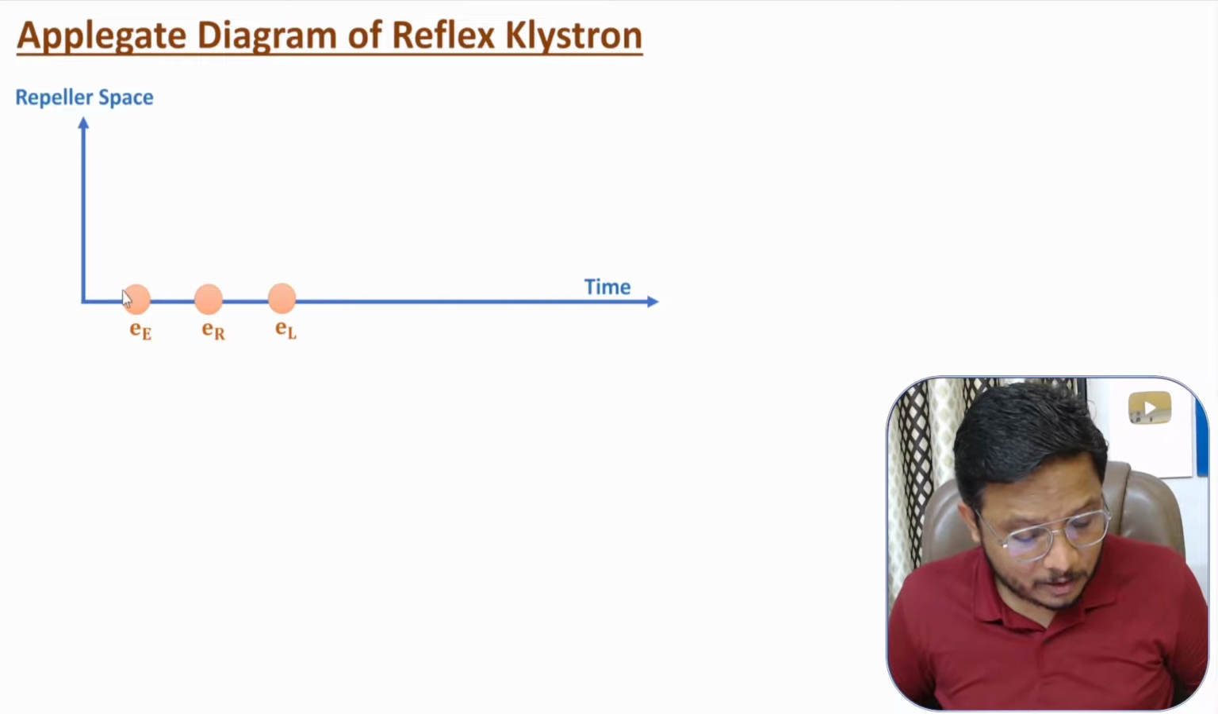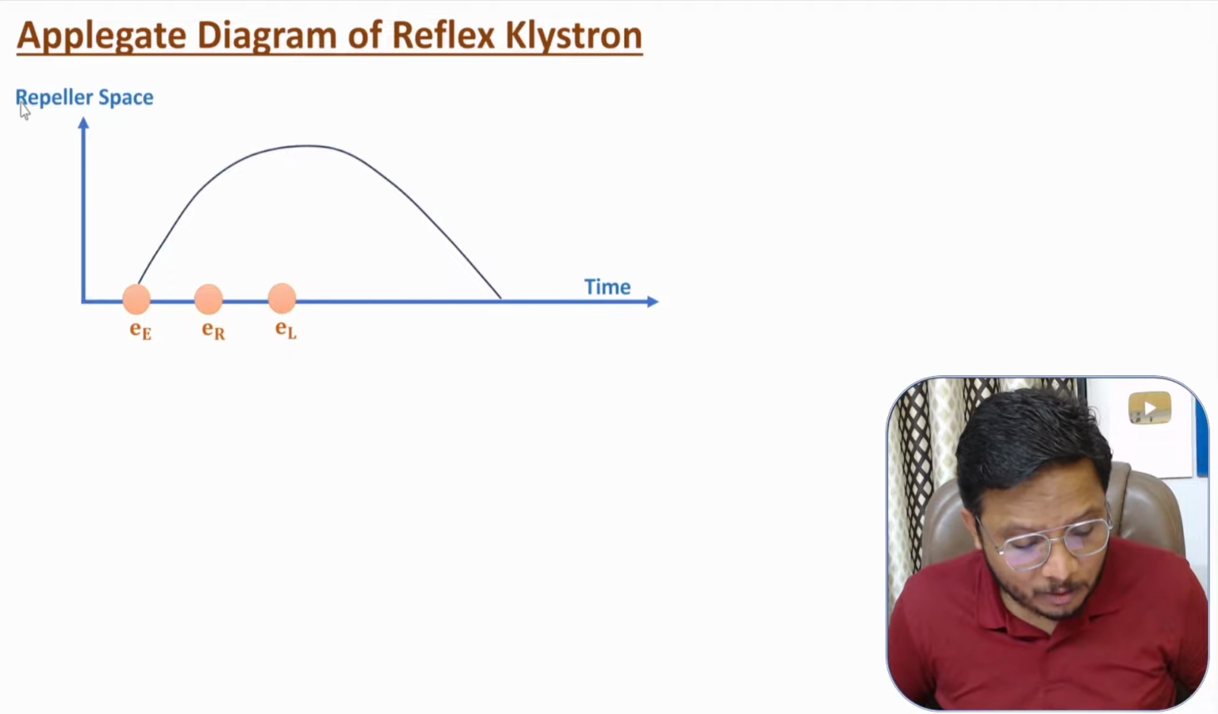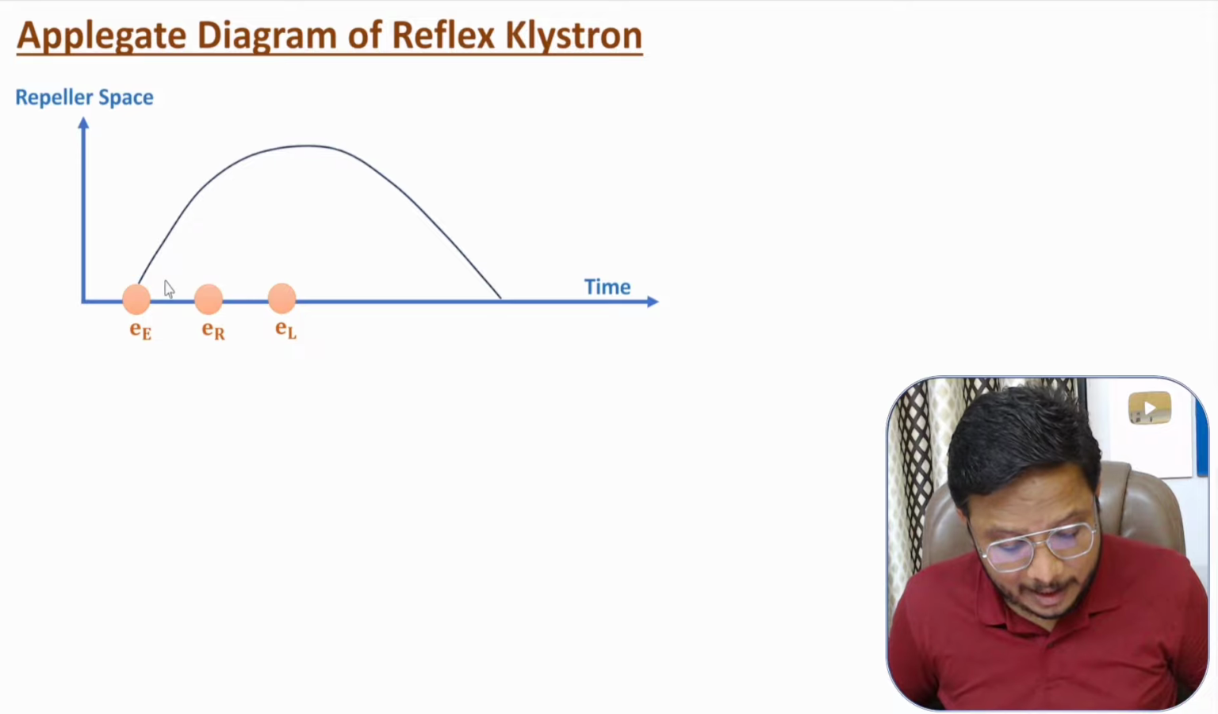See, this electron will be traveling inside the repeller space. So it will go deep inside the repeller space. By vertical movement, one can observe how deep it goes inside the repeller space. And by horizontal movement, one can observe how much time it takes to reach the anode cavity.